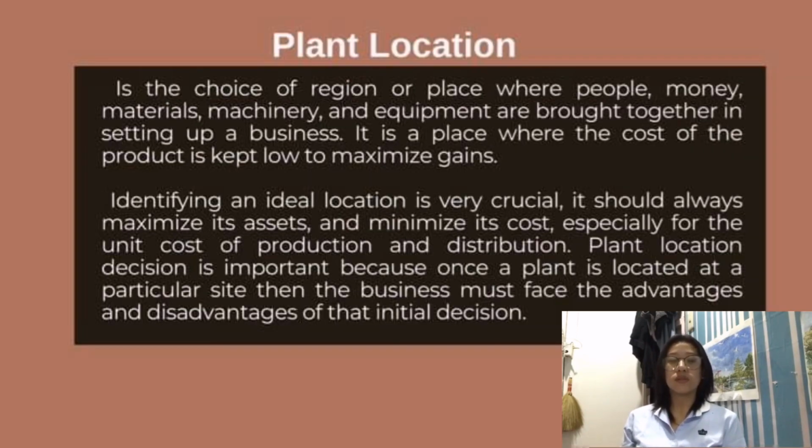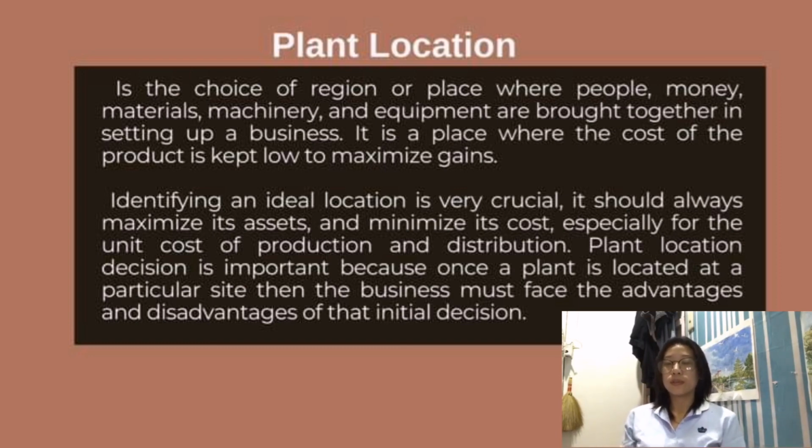And now, let's move to plant location. When we say plant location, it is the choice of region or place where people, money, materials, machinery, and equipment are brought together in setting up businesses. It is a place where the cost of the product is kept low to maximize gains. Identifying an ideal location is very crucial. It should always maximize its assets and minimize its cost, especially for the unit cost of production and distribution.